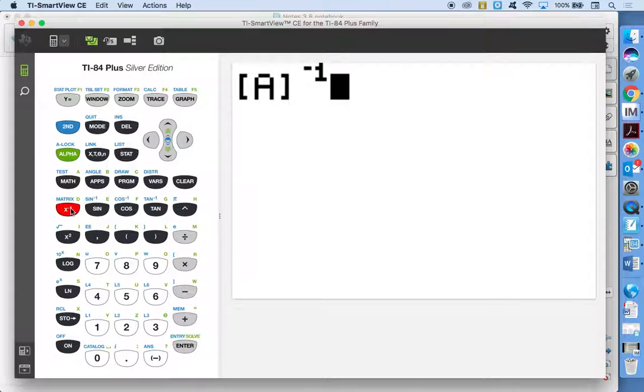We want the inverse of it, so I need to hit the inverse button on the calculator, which is x negative 1. And then when you hit enter, you will have found the inverse.